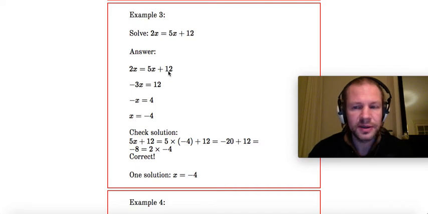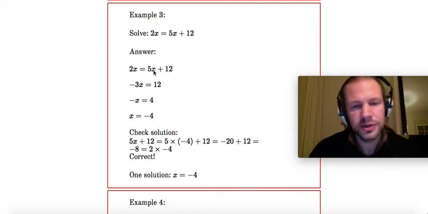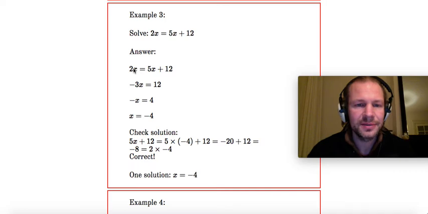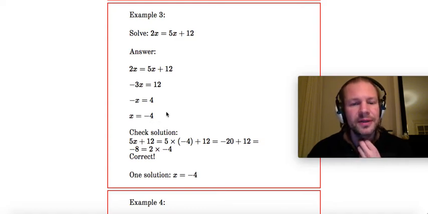So the constant is already on the right side, so we just move all x's to the left side. So 2x minus 5x is minus 3x is 12. We divide by 3. So 12 divided by 3 is 4, and we have minus x, and then we actually divide by minus 1 to get x, so the minus just goes to the other side. X is minus 4.